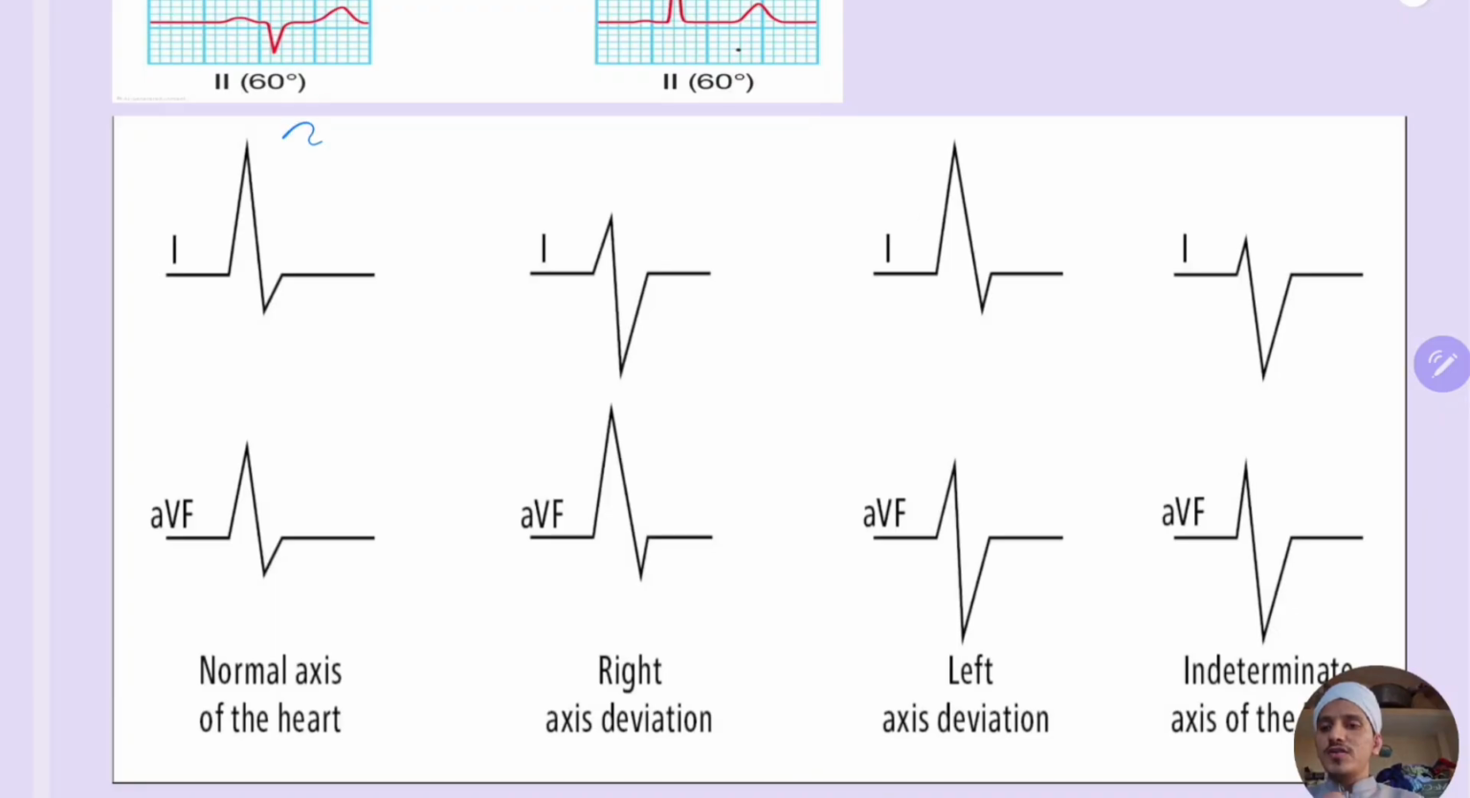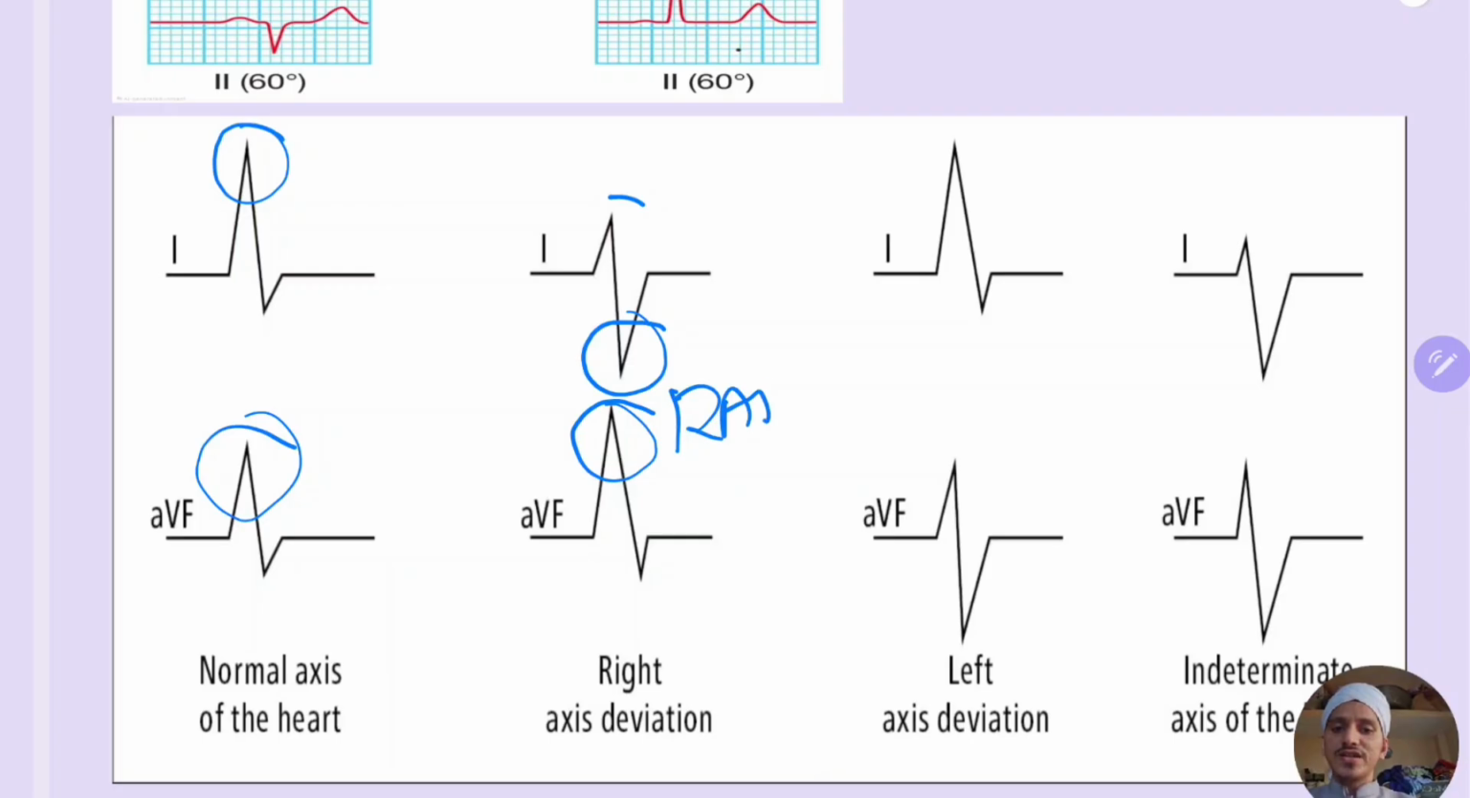So normally, in normal axis, lead 1 will be positive and aVF will be positive. Now in right axis deviation, lead 1 will be negative and aVF will be positive. Same thing as 1, 2, 3, but in place of 2 and 3 you are taking aVF. Okay, that's all. So this is right axis deviation.